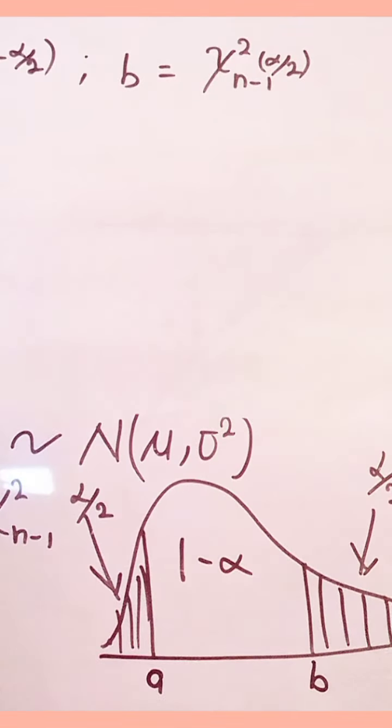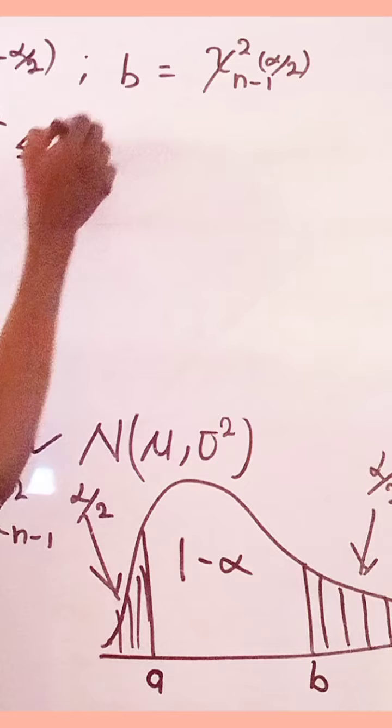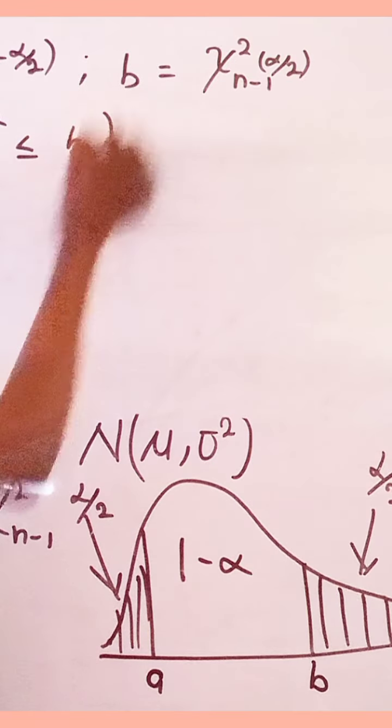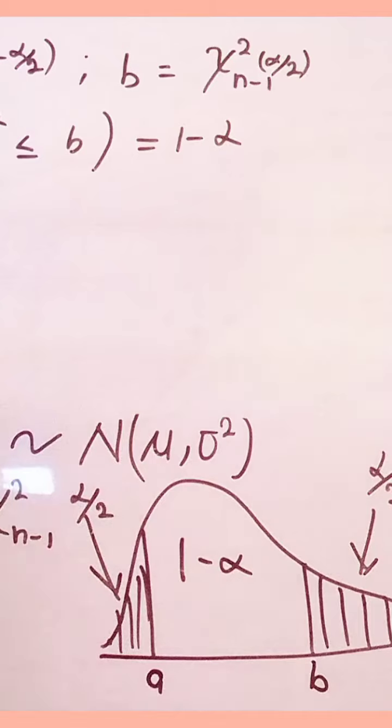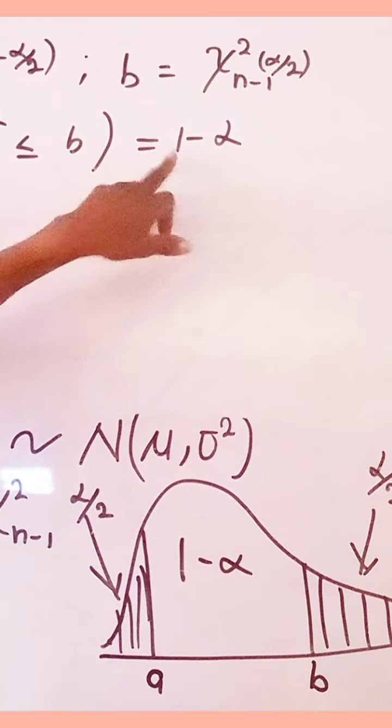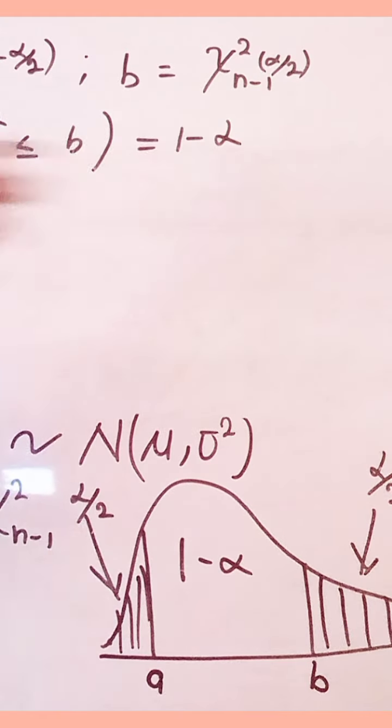So here is our n minus 1 S raised to power 2 all over sigma squared. Should be less than or equal to what? B, close the bracket, which equals 1 minus what? Alpha. That is to say that the probability that this quantity lies between A and B is given as 1 minus alpha, where my A and B are as defined earlier here.